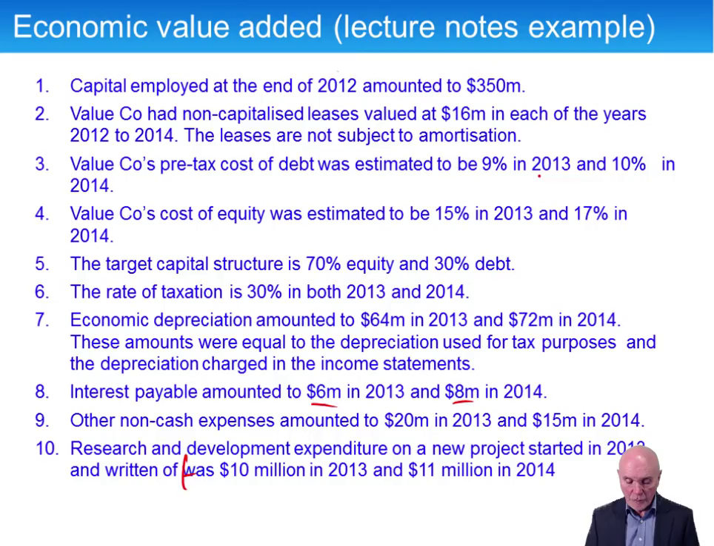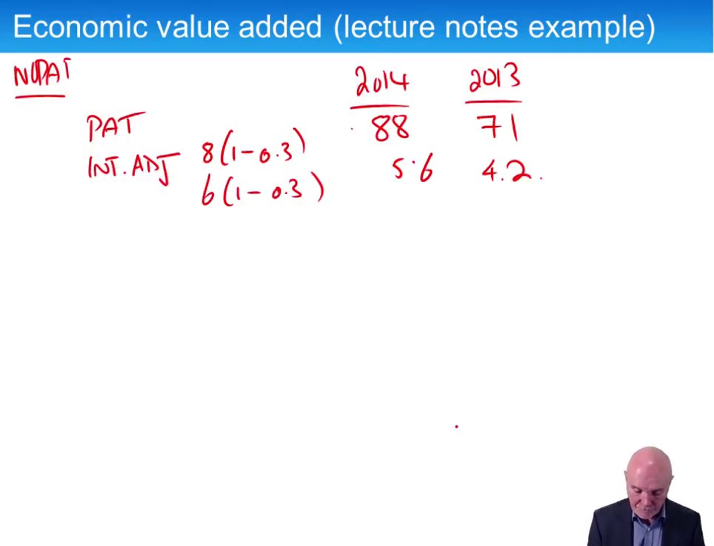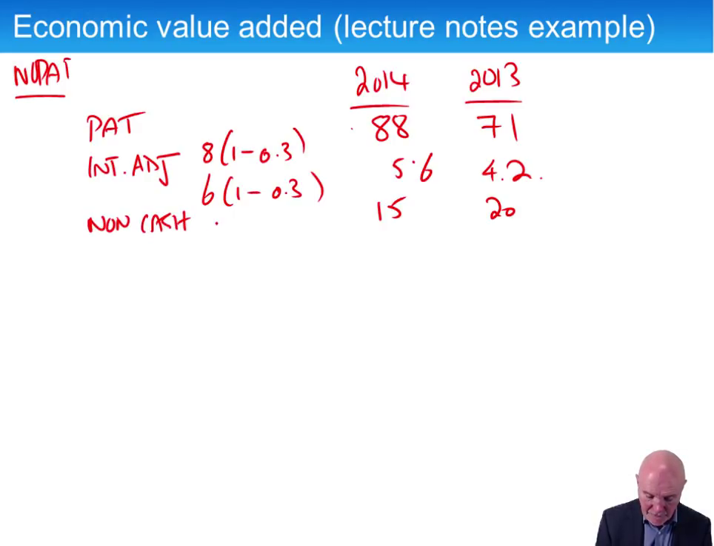Non-cash expenses are always fairly easy. Here we have non-cash expenses, 20 million and 15 million. There is no taxation adjustment on those. Most non-cash expenses will not have enjoyed tax relief anyway, if you think of a general provision on irrecoverable debts. So 15 million and 20 million, like that. So non-cash expenses.